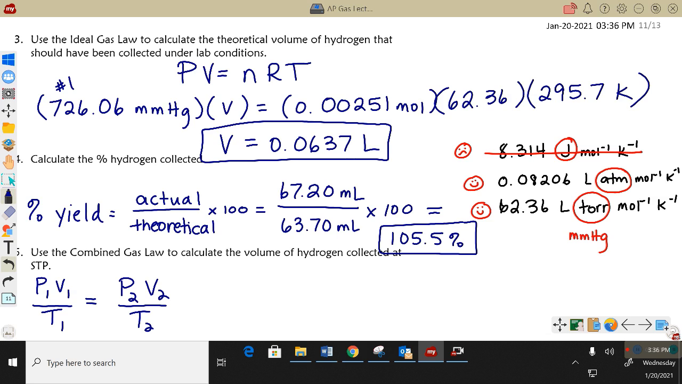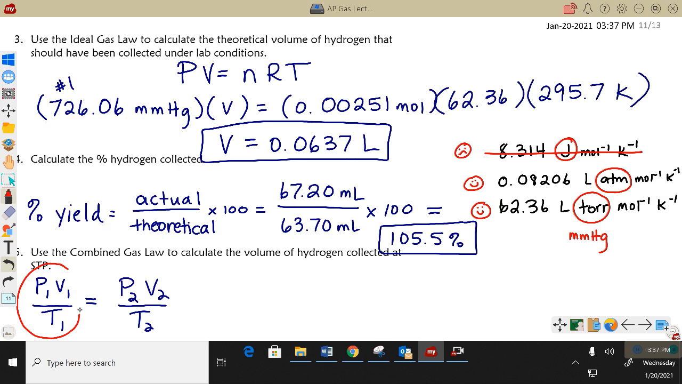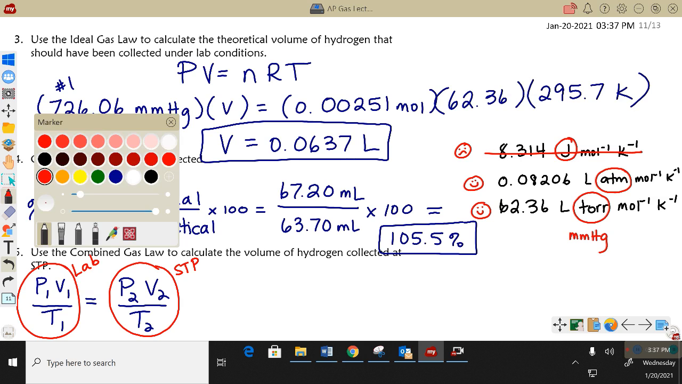So what we're going to try to do is use this little equation, which again, is not in the packet and it's okay. You won't have to solve this on the AP test. But I'll show you what we're trying to do with this data. We're going to take P1V1 over T1, and set that as our lab conditions. And then we're going to make P2V2 over T2 the conditions of STP, standard temperature and pressure. Our lab is not at standard temperature and pressure. But what if it was? Then what volume of hydrogen should I have collected?